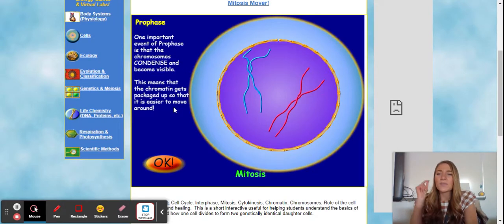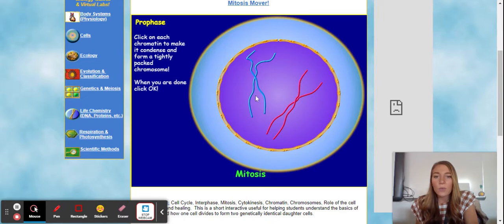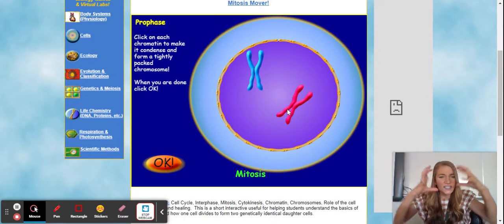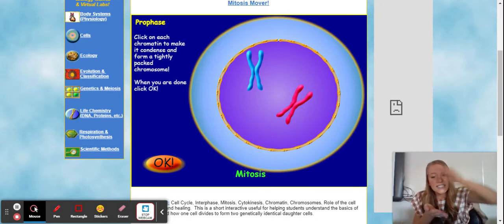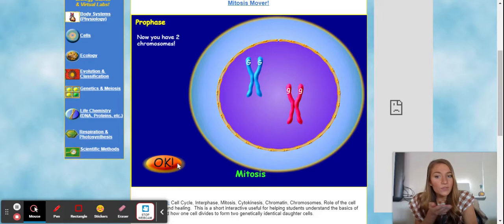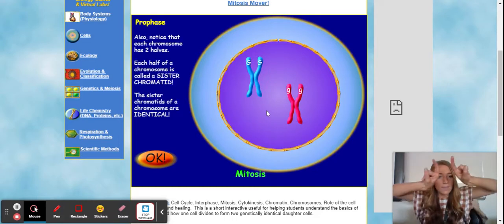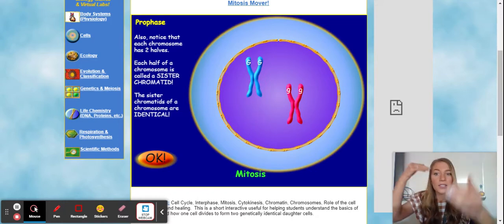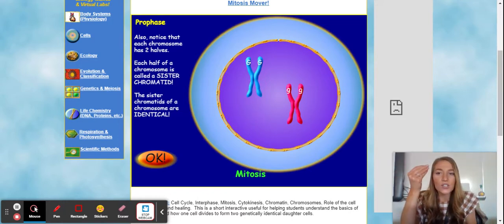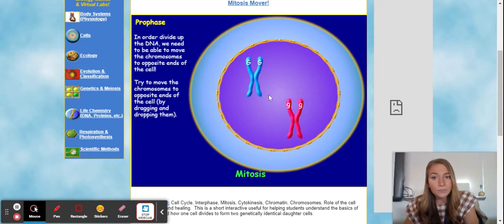Guys, during prophase, something super important is that we are going to actually see chromosomes. So that DNA is going to condense, get really tight and packed into these structures called chromosomes. Now we have two chromosomes in this little cell. You can see that each chromosome is made up of an identical half that we're going to call a sister chromatid, just like Mrs. Culp and her identical twin sister.